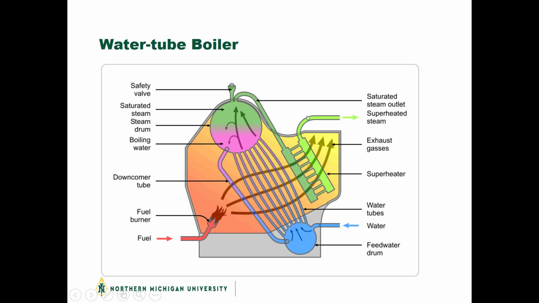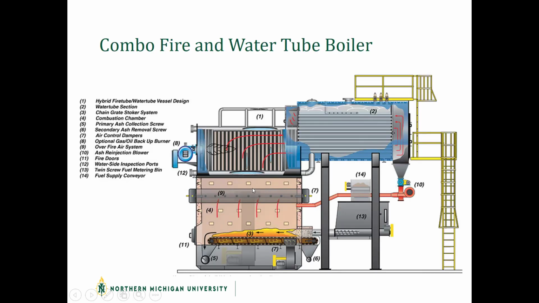So once that superheated steam comes out, then we have that going back into our system for the heating process. So this is more of an energy efficiency type model where we're collecting the heat twice. And then it's very common in large process plants to have combination fire and water tube boilers. So you can see here all the different parts and pieces are shown, but one side is your water tube, one side is your fire tube.